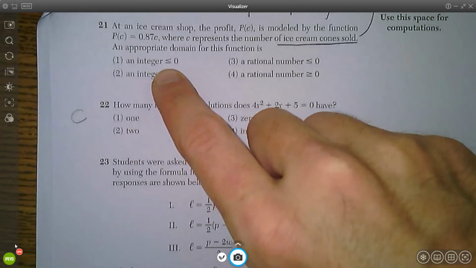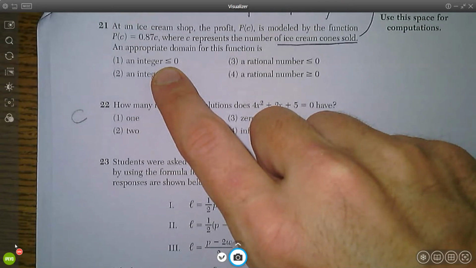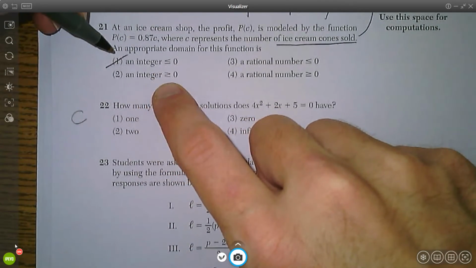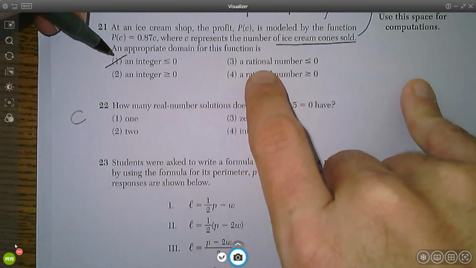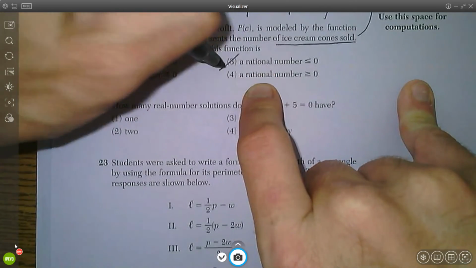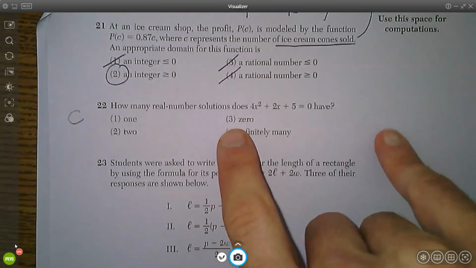Integers are whole numbers, positive and negative. All whole numbers less than or equal to 0, we can't sell negative amounts of ice cream cones. All whole numbers greater than or equal to 0, that makes sense. Rational numbers are all integers plus fractions and decimals. So we're not selling part of ice cream cones, so those are both out. Choice 2.